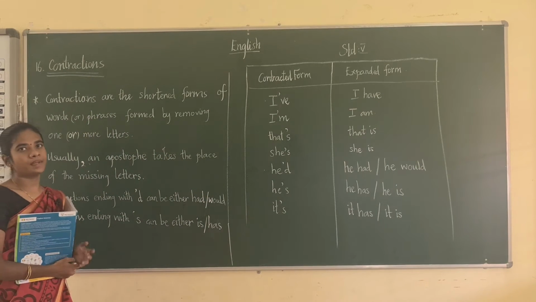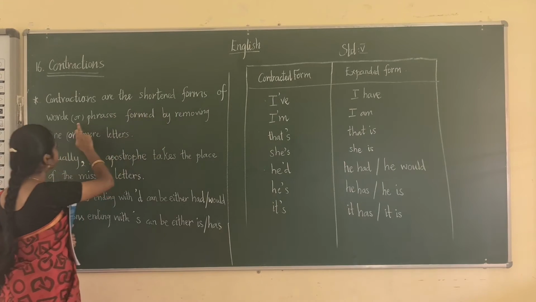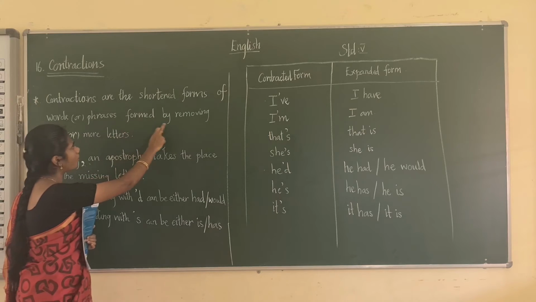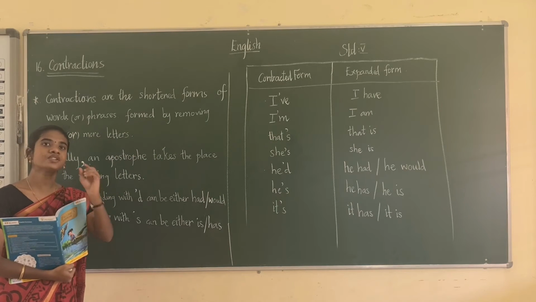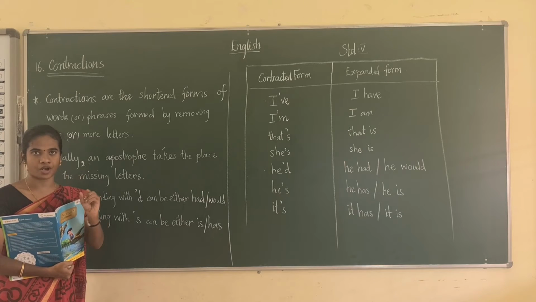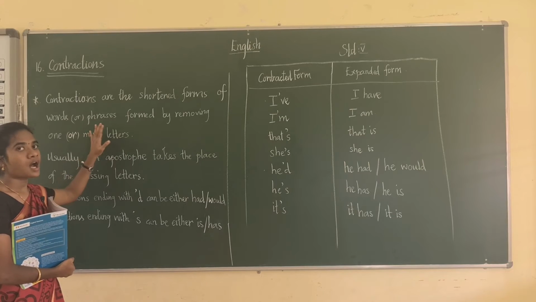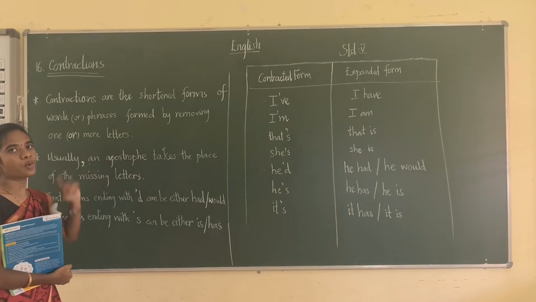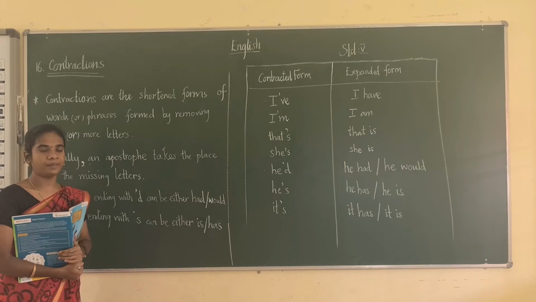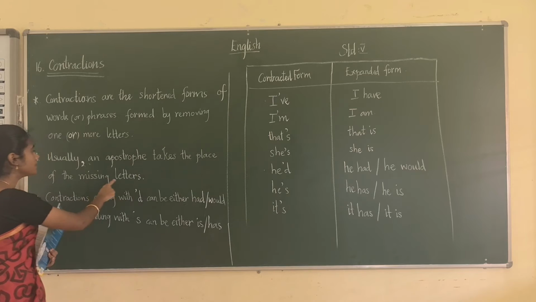So what do you mean by contractions? Contractions are the shortened forms of words or phrases formed by removing one or more letters. Contraction means the short form, the short form of a word or phrase. How is it formed? It is formed by removing one letter or more than one letter. And usually an apostrophe takes the place of the missing letters.